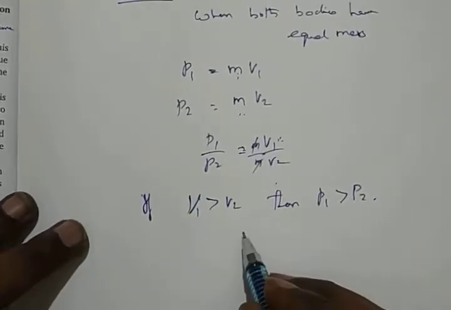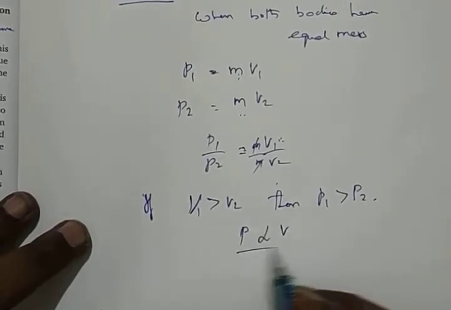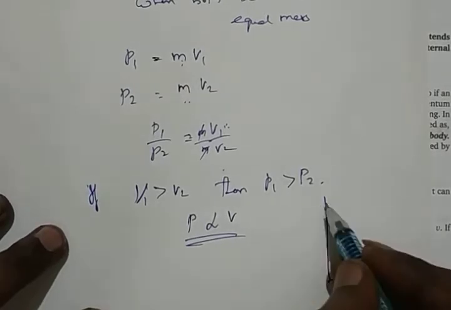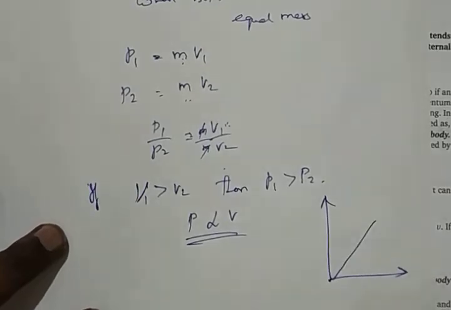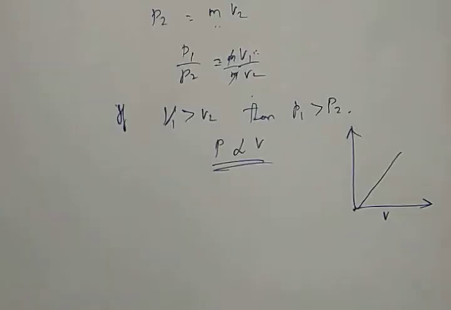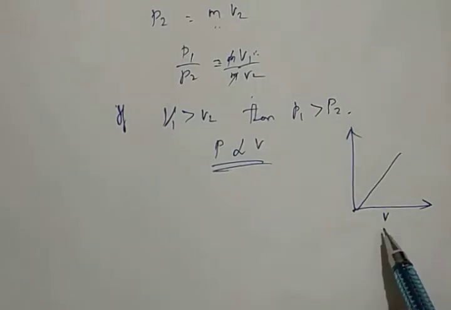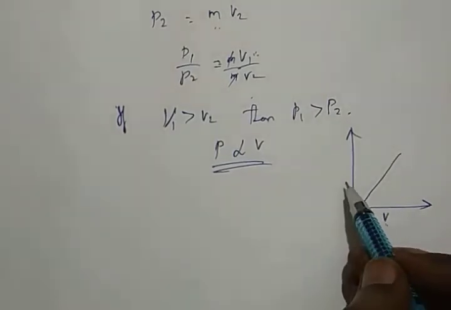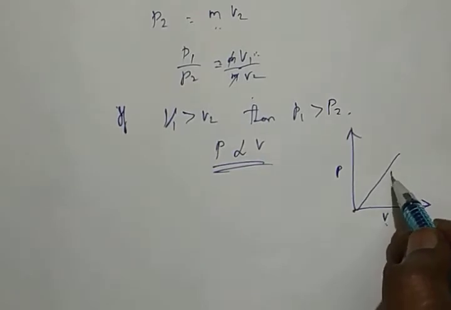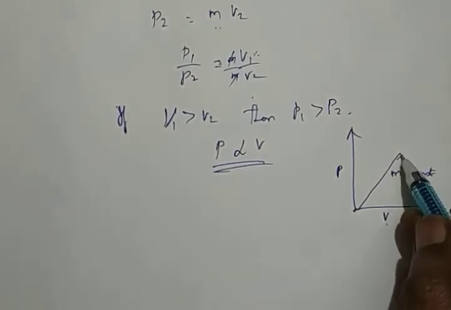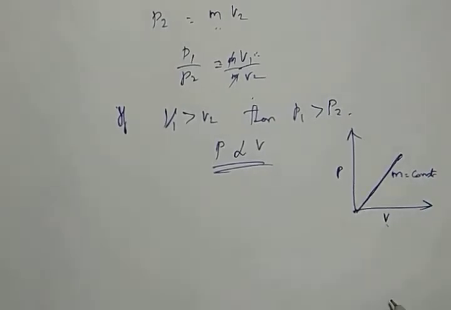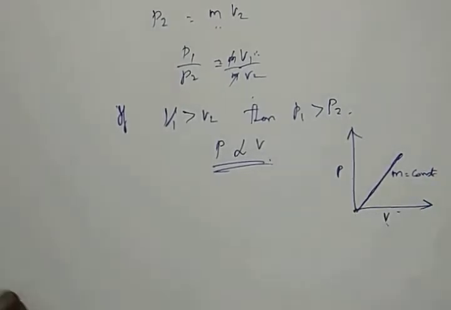So the momentum is directly proportional to velocity. If you want to draw a graph of momentum and velocity, you will have a straight line. Let us see this: V on one axis and P on the other, and mass is constant. So you have a straight line like this. It is directly proportional here.